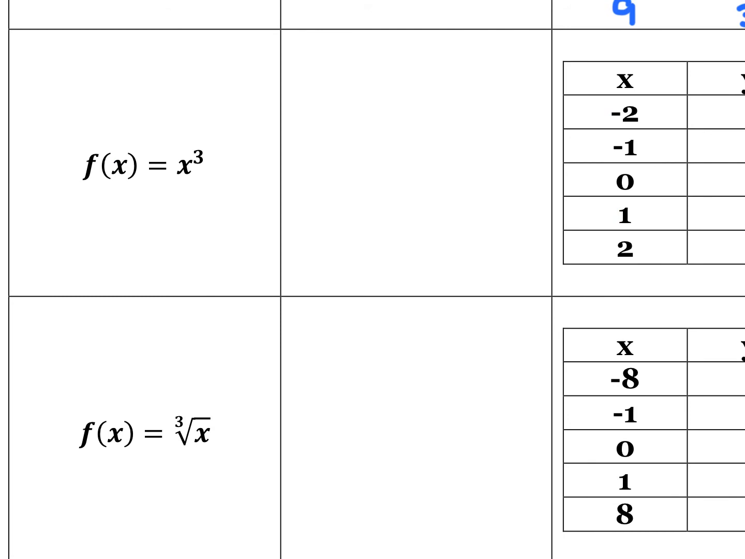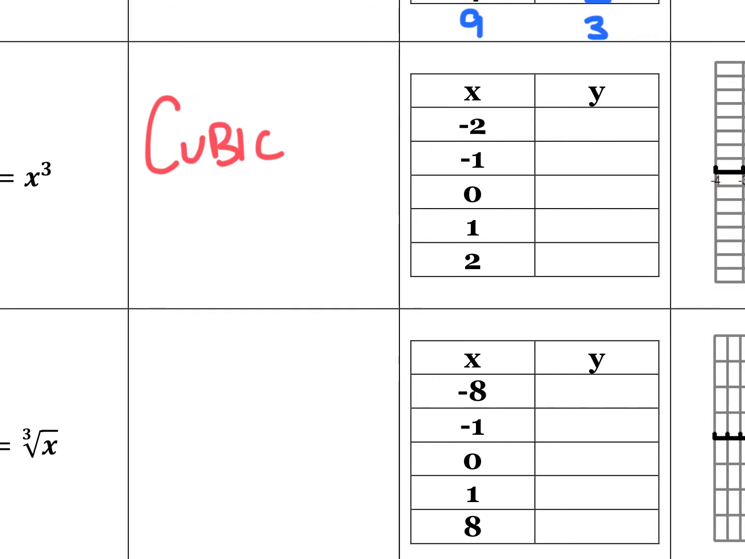All right, two more. F of x equals x cubed. This is a cubic function. And all we have to do to fill out our table is just cube these numbers. Now remember that a negative number cubed will stay negative. And this is why. Let's just think about negative 2 cubed. That'd be negative 2 times negative 2, which is positive 4, times negative 2 is negative 8. Right? So negative 1 times negative 1 times negative 1 is negative 1. And then 0 cubed is 0, 1 cubed is 1, 2 cubed is 8.